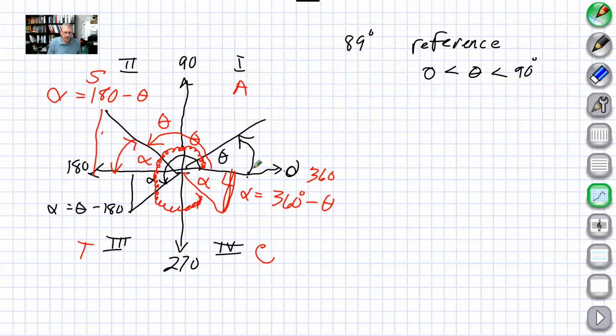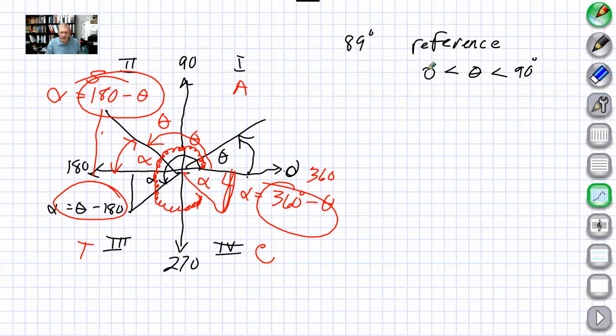So let's go through this. This angle, if it's in the first quadrant, we don't worry about it. Second quadrant, 180 minus theta. Third quadrant, theta minus 180. Fourth quadrant, 360 minus theta. That will get us to our number.